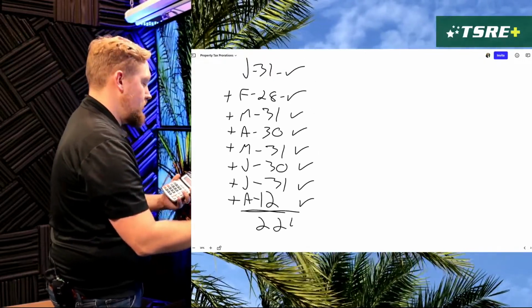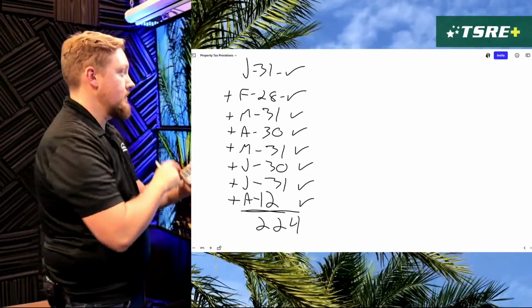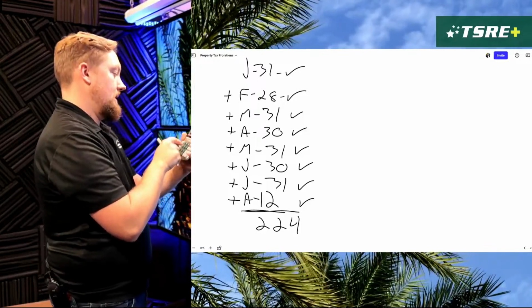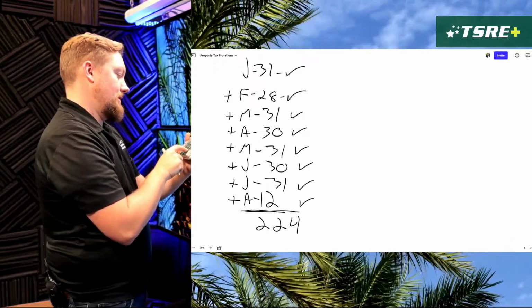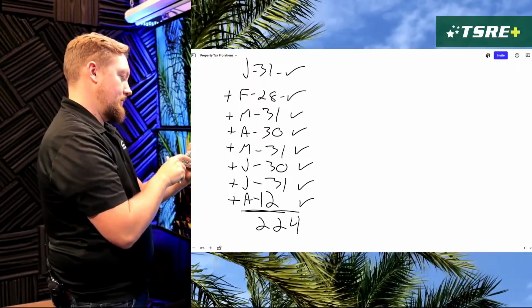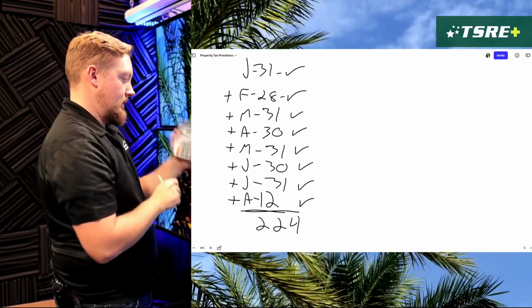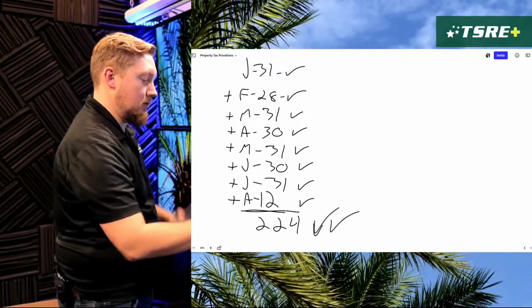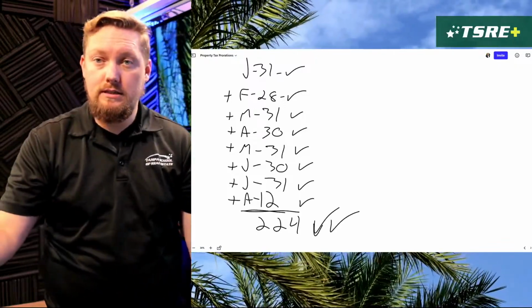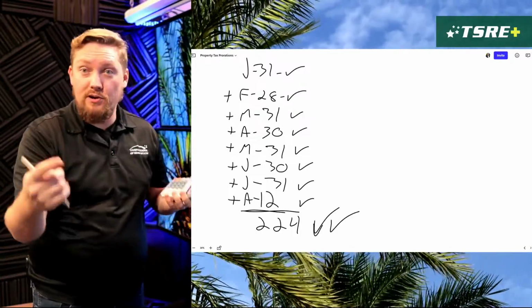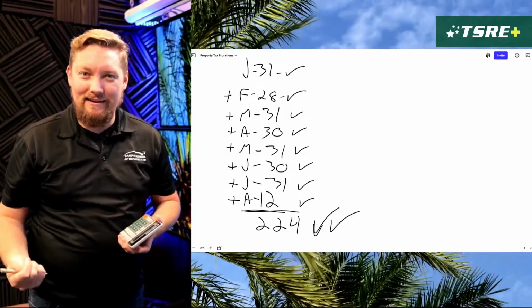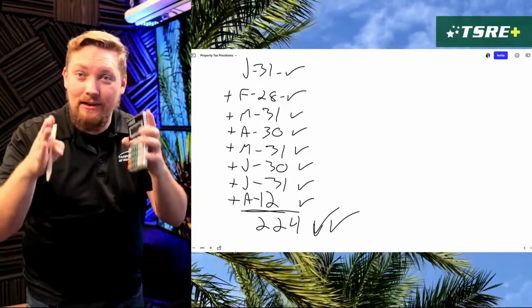And when I say double check yourself, here's what I mean. 31 plus 28 plus 31 plus 30 plus 31 plus 30 plus 31 plus 12 is 224. Double check. Literally doing the math twice. If you're this thorough as I just was, look, I was worried about making a mistake right here live on the air, and you could witness it as it happened. That's how likely it is.